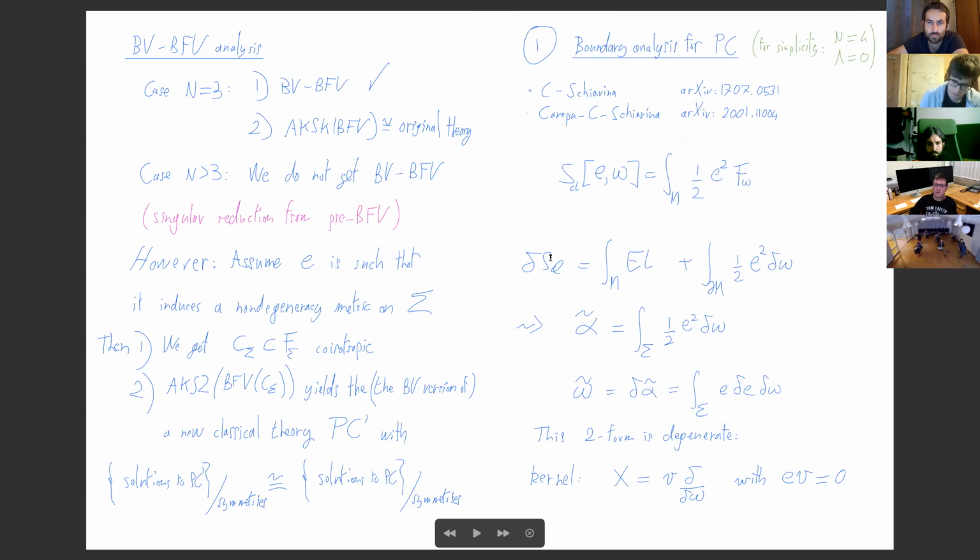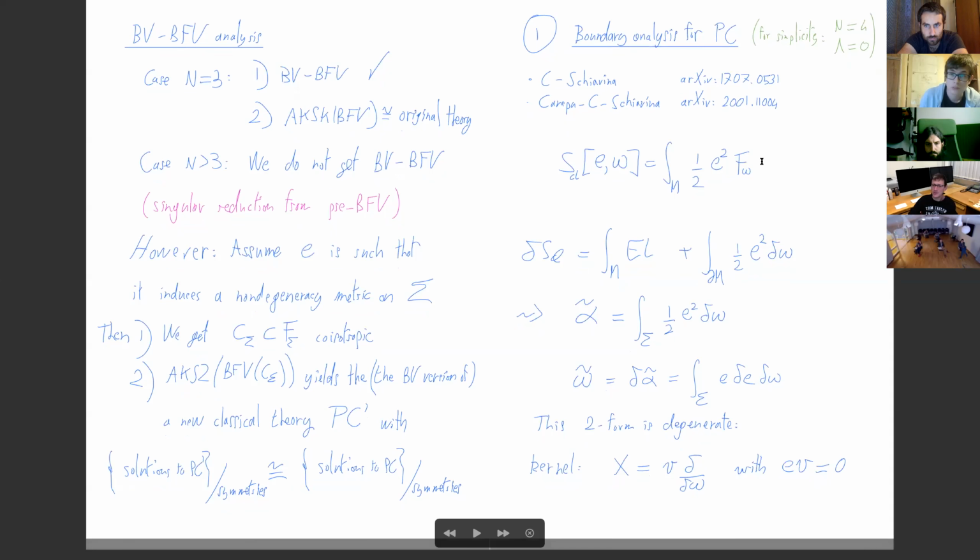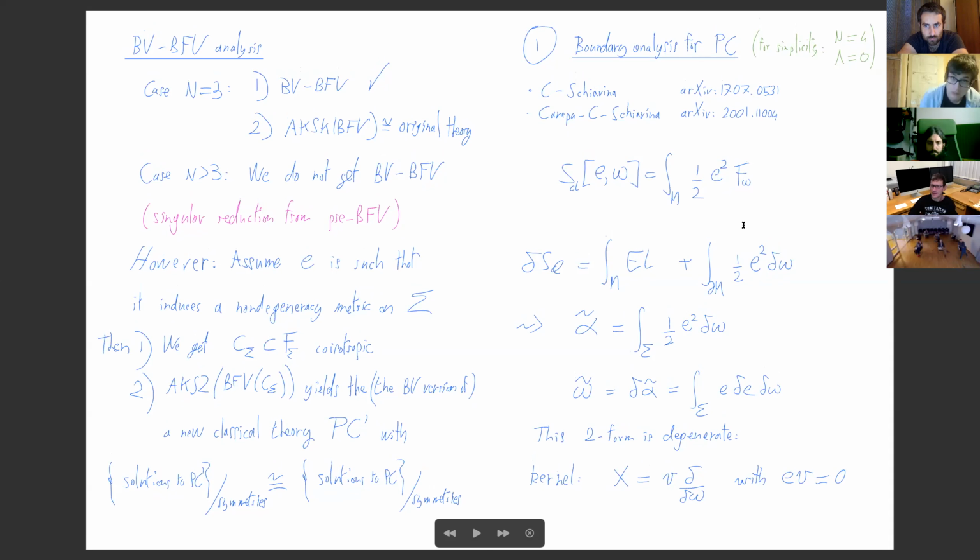Now what you do is take the variation of the classical action, right? You integrate by parts. The bulk term gives you the Euler-Lagrange equation, but then you get some boundary term. When you take the variation of ω here, the variation of the curvature is a covariant derivative of the variation. When you integrate by parts, use Stokes' theorem, and on the boundary you get 1/2 E² times δω. Okay? So this is the analog of the PDQ form you want to consider.